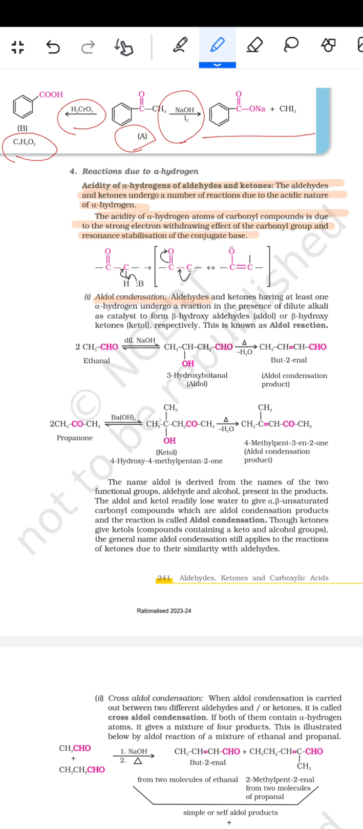For aldol condensation, aldehydes and the ketones having at least one alpha hydrogen undergo a reaction in the presence of dilute alkali as catalyst to form beta hydroxyaldehyde (aldol) or beta hydroxyketone (ketol) respectively. This is known as the aldol reaction.